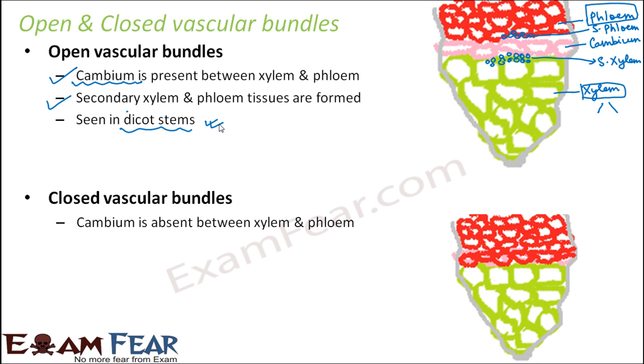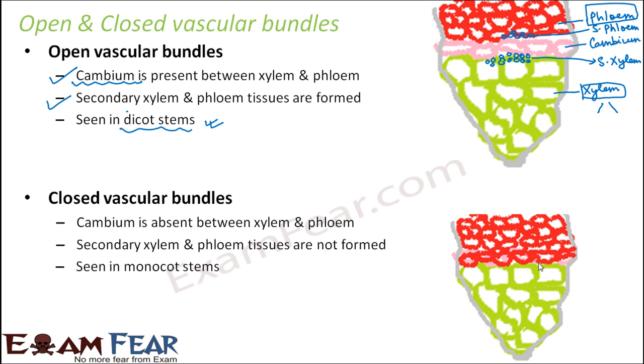Now if cambium is not present, that means, see here, this is xylem and this is phloem. So there is no pink layer here. So xylem and directly phloem. So in this case, secondary xylem and secondary phloem tissues are not formed because cambium is not there. This is generally seen in monocot stems.